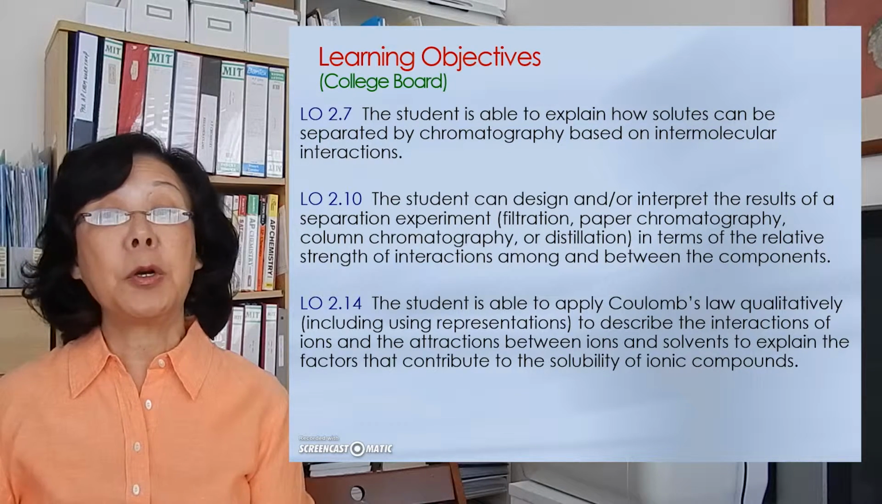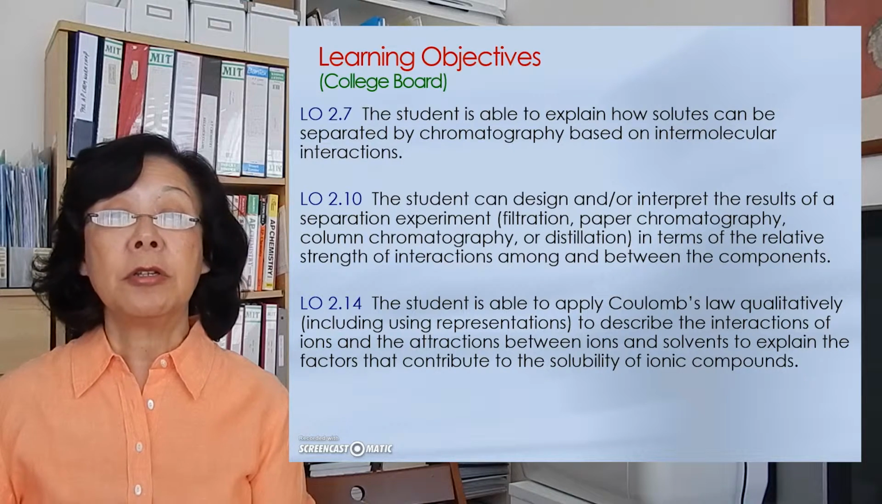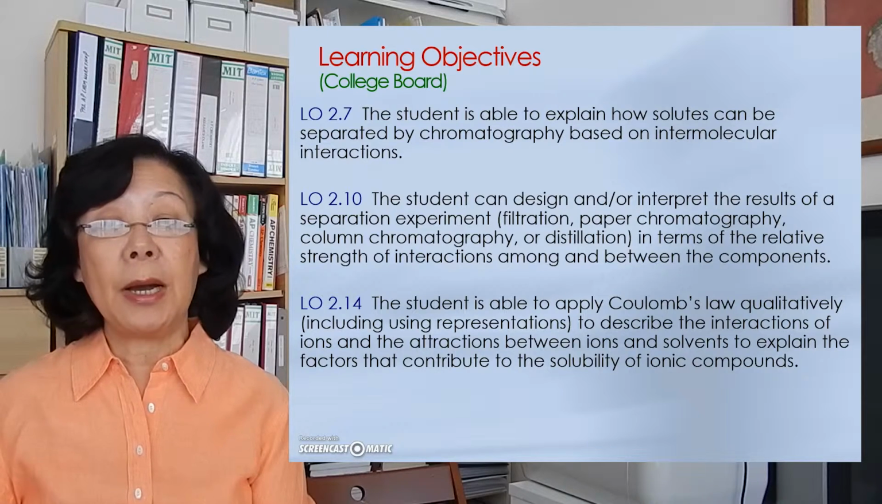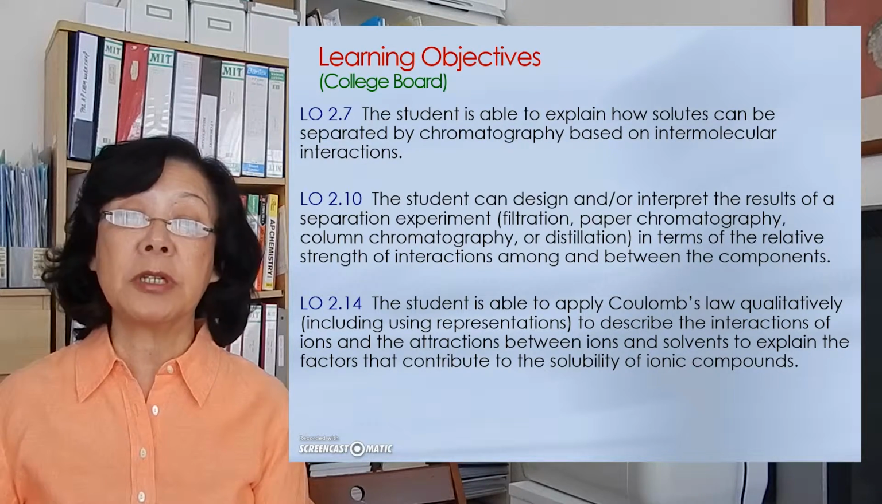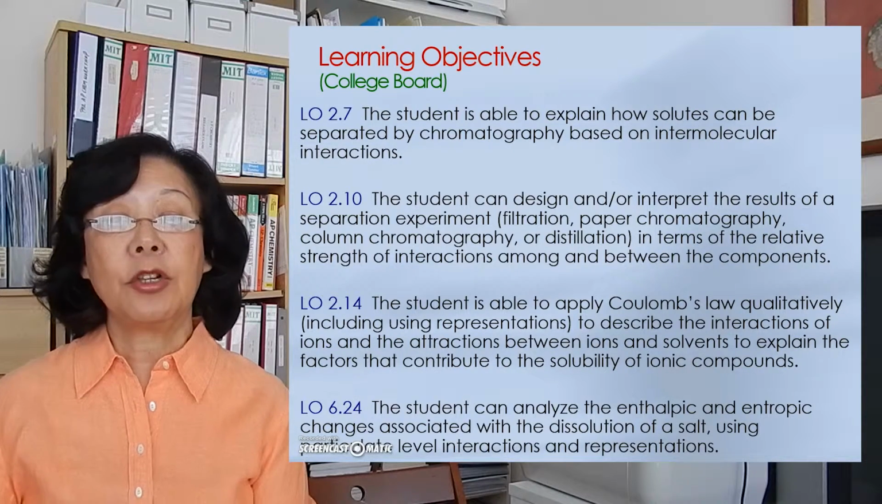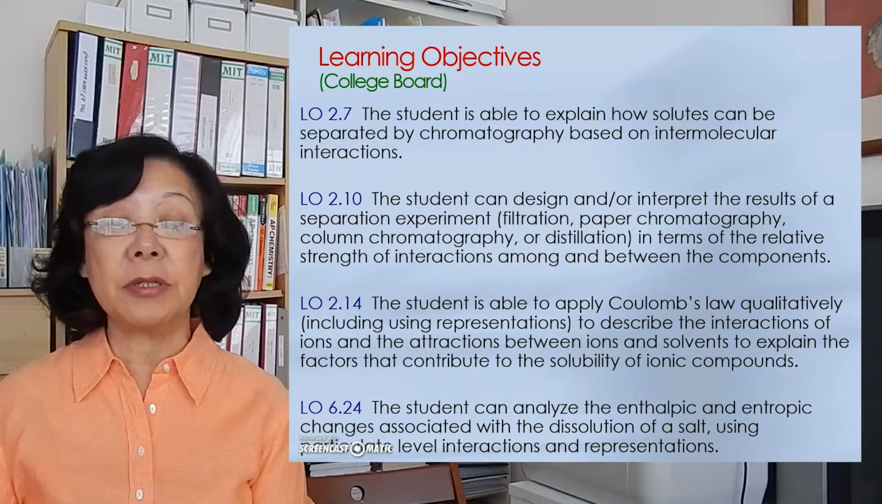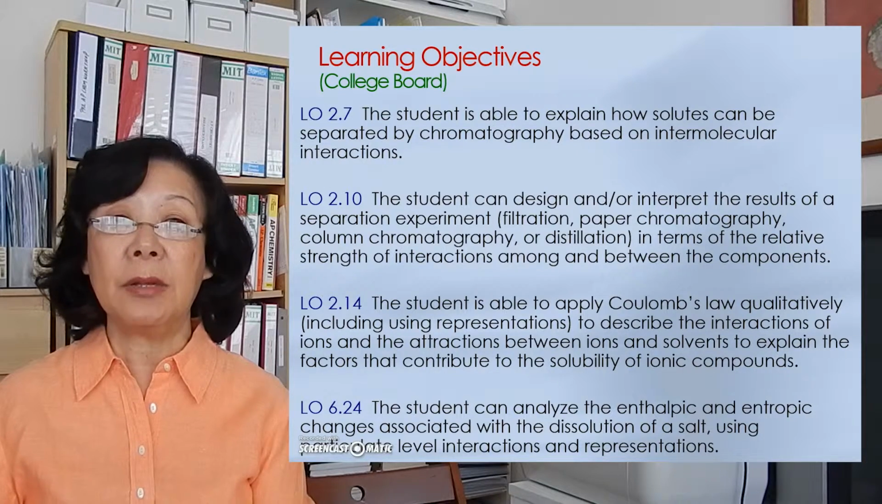Students are able to apply Coulomb's law qualitatively, including using representations to describe the interactions of ions and the attractions between ions and solvents to explain the factors that contribute to the solubility of ionic compounds. Students can analyze the enthalpic and entropic changes associated with the dissolution of a salt using particulate level interactions and representations.